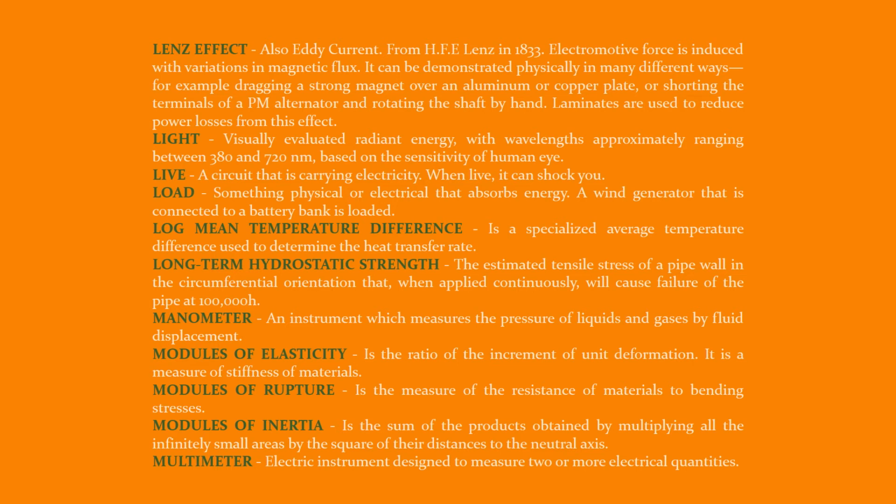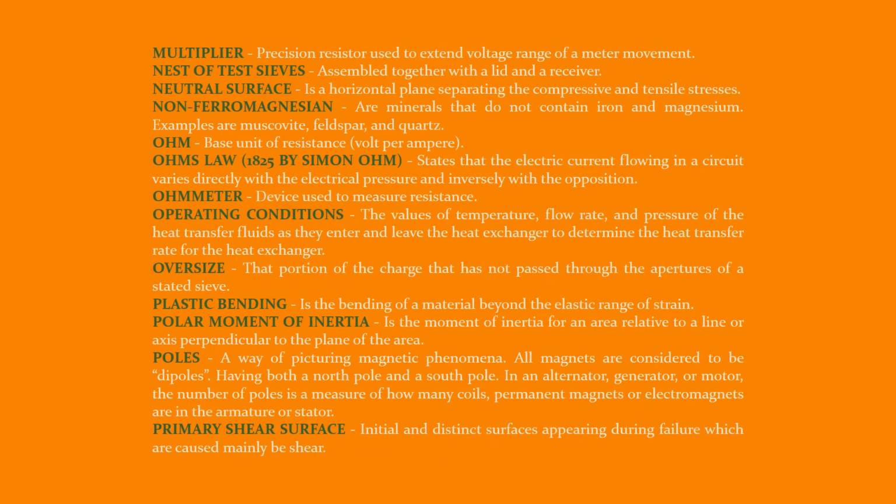Multimeter, electric instrument designed to measure two or more electrical quantities. Multiplier, precision resistor used to extend voltage range of a meter movement. Nest of test sieves, assembled together with a lid and a receiver. Neutral surface is a horizontal plane separating the compressive and tensile stresses. Non-ferromagnesian are minerals that do not contain iron and magnesium. Examples are muscovite, feldspar, and quartz.